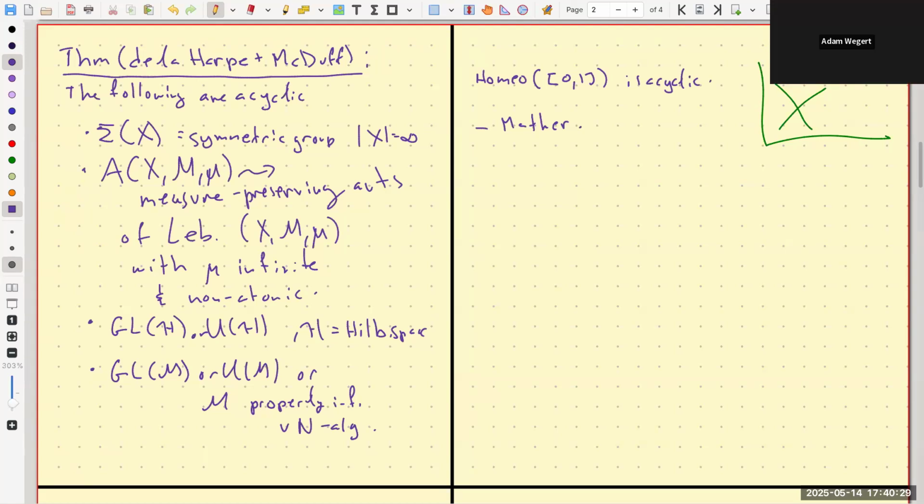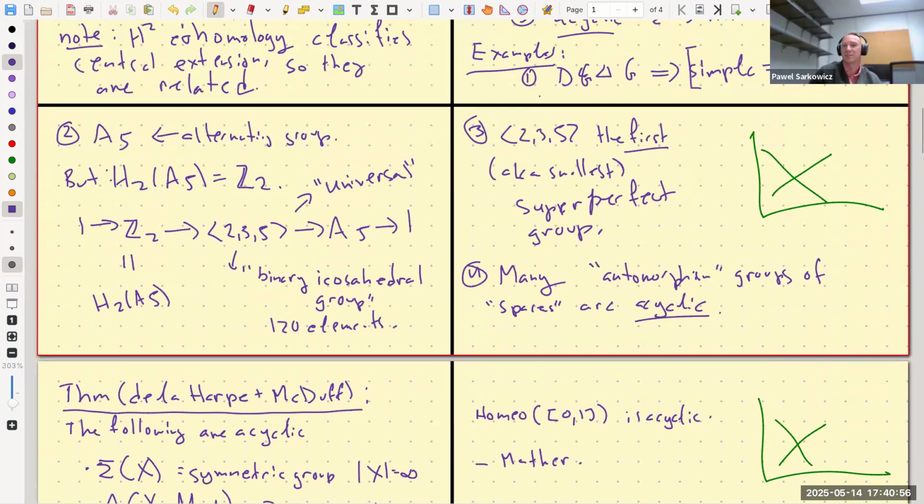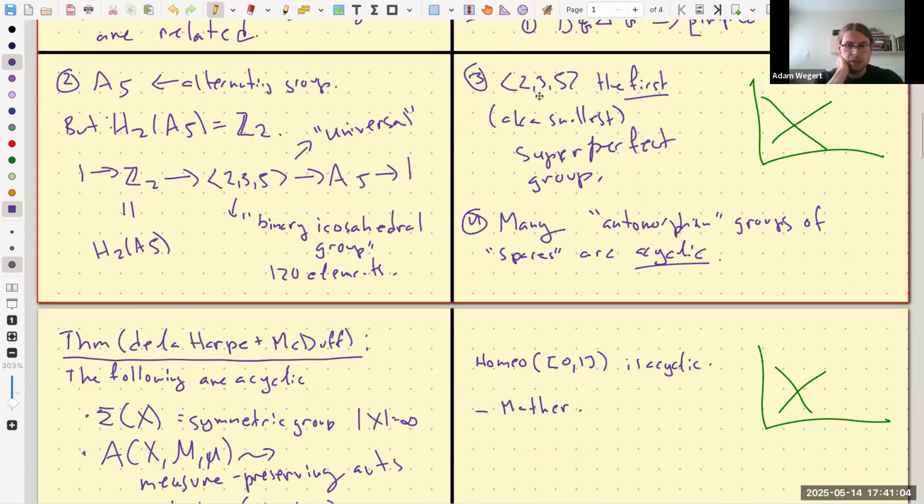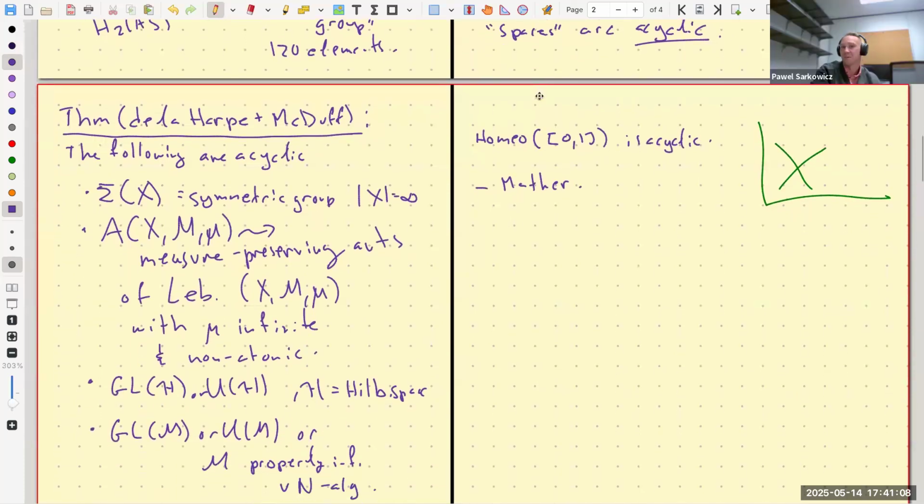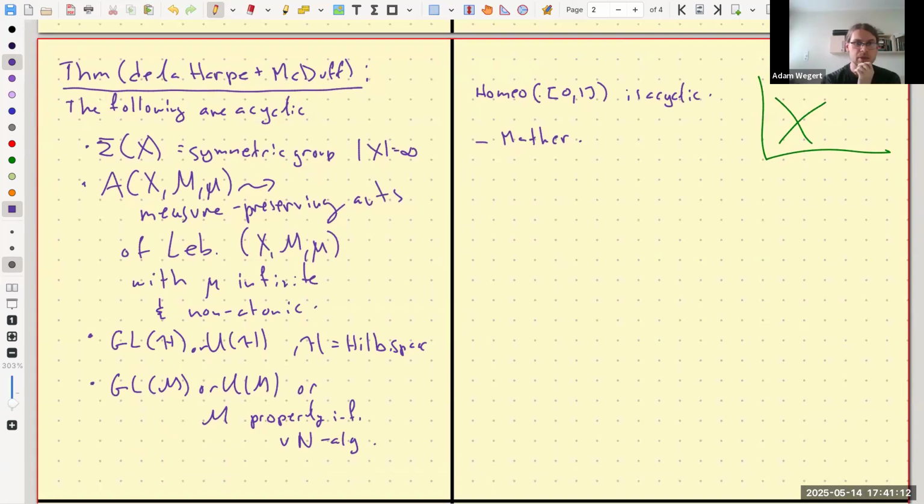Any other questions? You mentioned some connection between simplicity and being acyclic. Could you remind me? If you're simple, you are perfect because your H1 is your abelianization, which has to be trivial if you're simple. But it doesn't say anything about acyclicity. So it only controls H1. Yeah. For example, A5 is a simple group that has non-trivial H2. As I remember, this space homeo of [0,1] is simple. I'm not 100% sure, but probably it is, and it is acyclic. It's a rather large space.